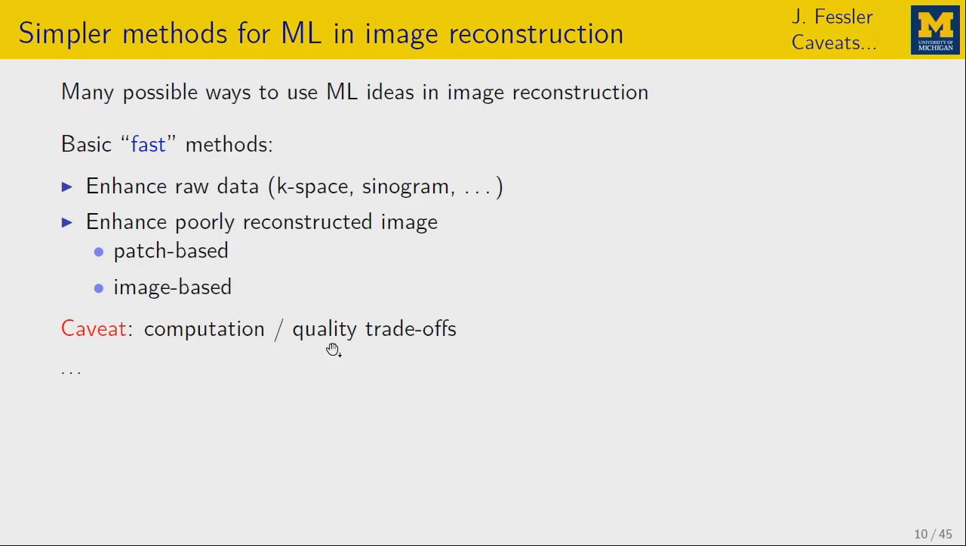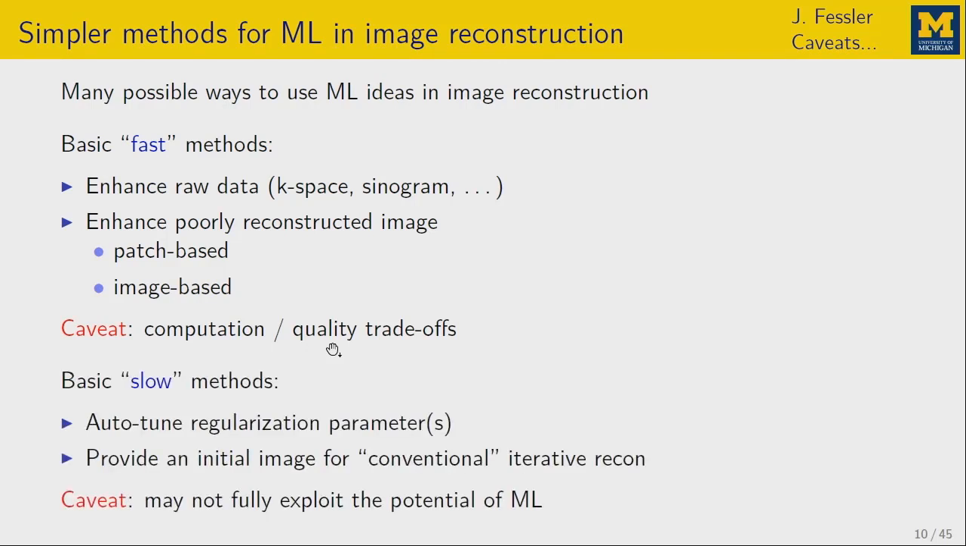If there's something that a machine learning method can learn about how to denoise an image as a post-processing procedure, we can probably take those same ideas, incorporate that into an iterative reconstruction algorithm, and get even better results at the price of more computation.